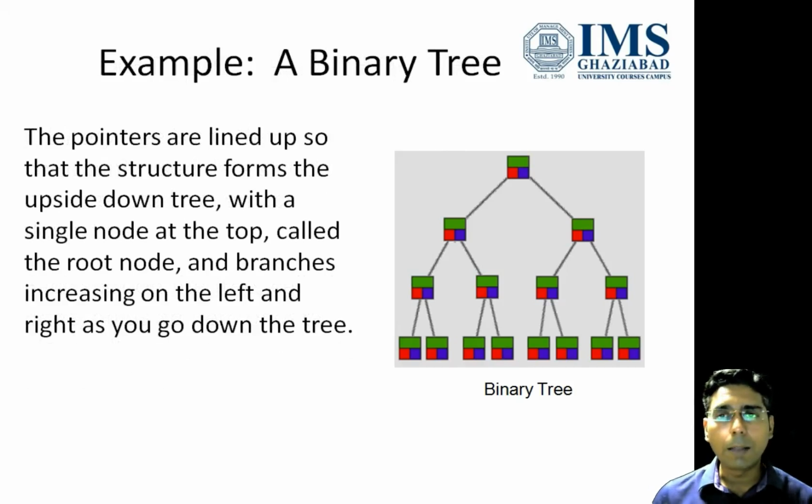You can see in a binary tree the pointers are lined up so that the structure forms an upside down tree with a single node at the top called the root node, and the branches increasing on the left or the right side as you go down the tree. You can see this particular node is called the root node, having two children, a left child and a right child.